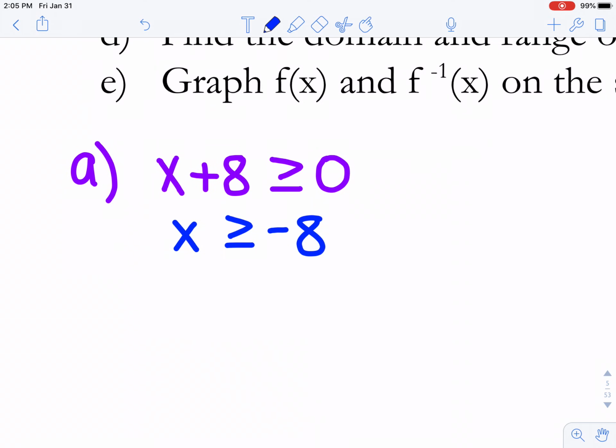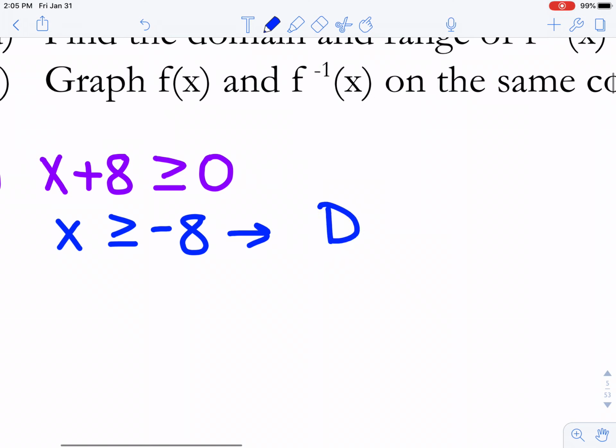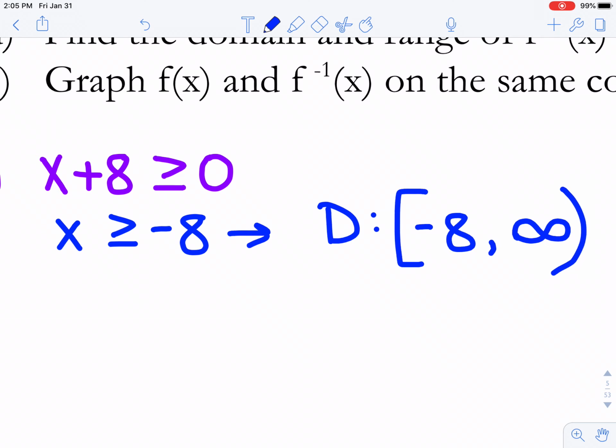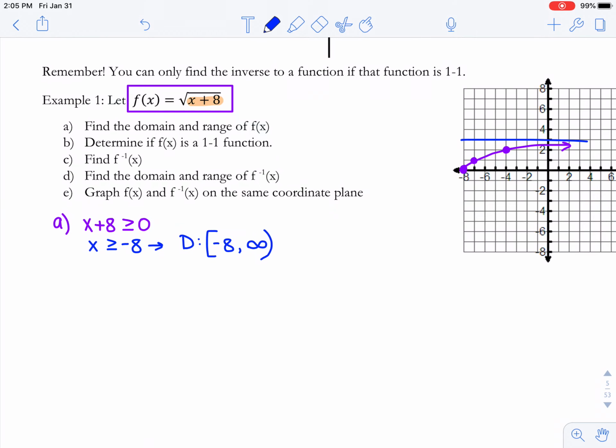And as interval notation, that gives me my domain, which is going to be -8 to infinity. So we're greater than -8, which we can clearly see on the graph that the function starts at -8 and goes to the right towards positive infinity.